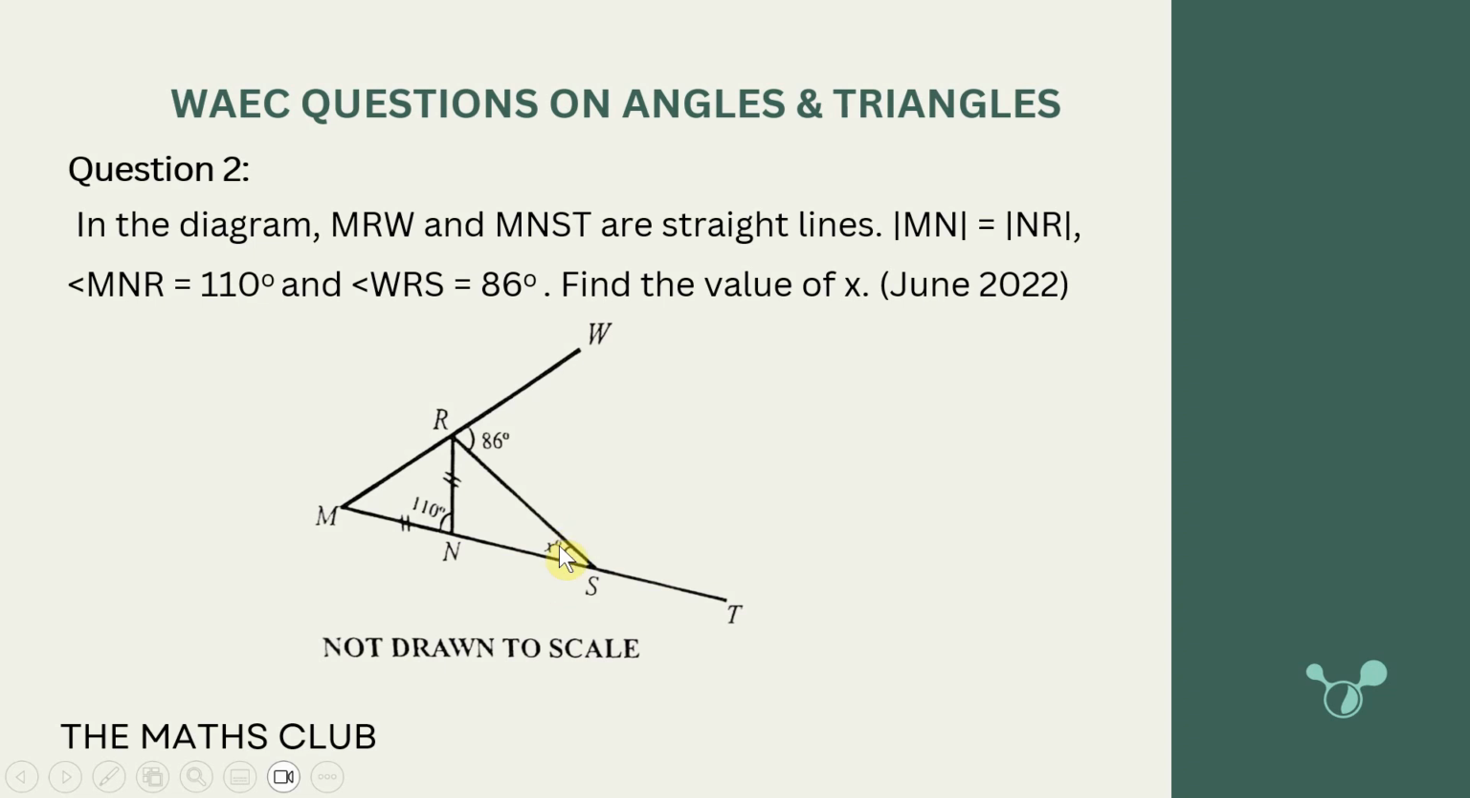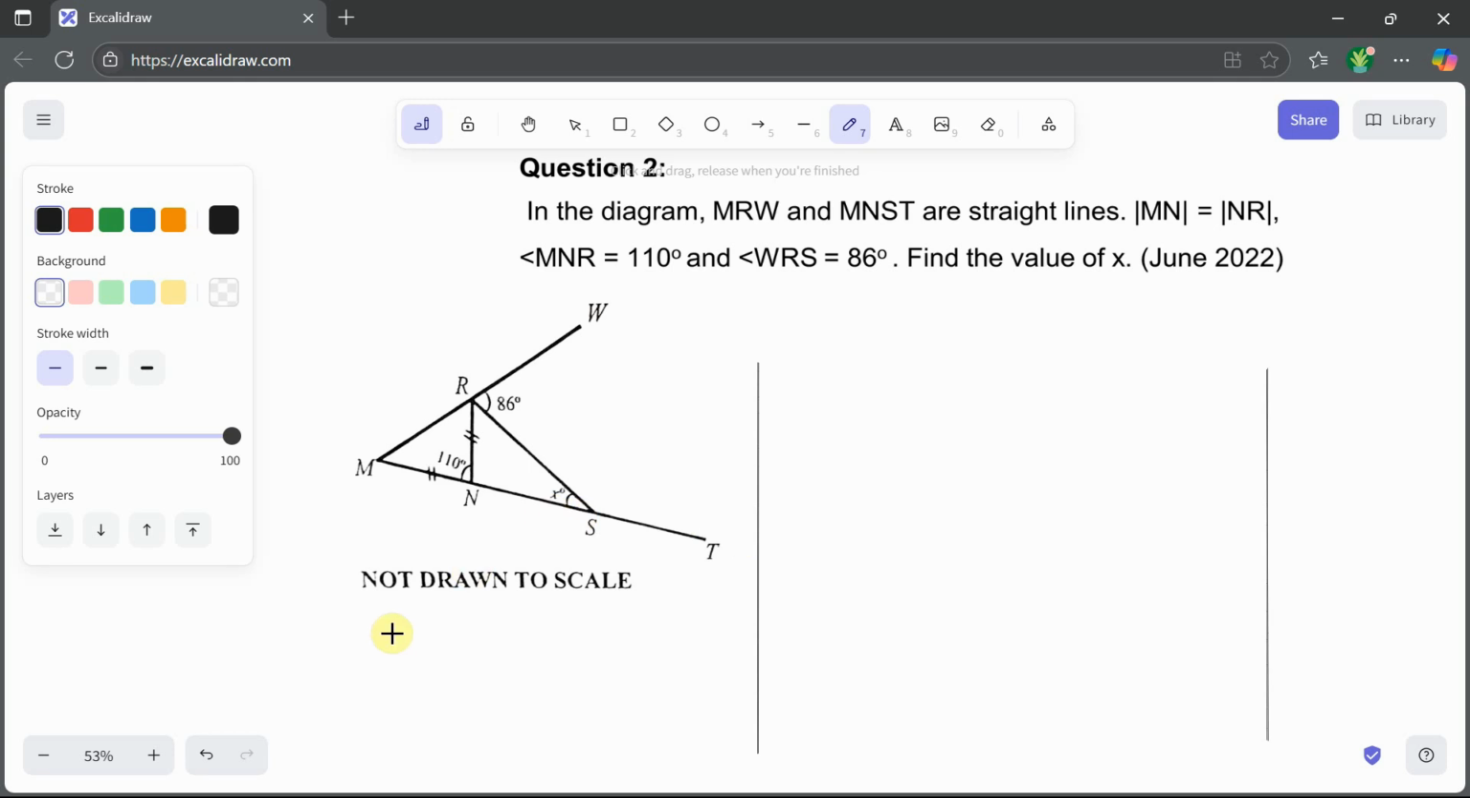Taken from June 2022. I want you to pause the video again and try it out yourself. So we're given this. We're told that triangle MNR is isosceles, right? So if this guy is y, this guy will also be y.